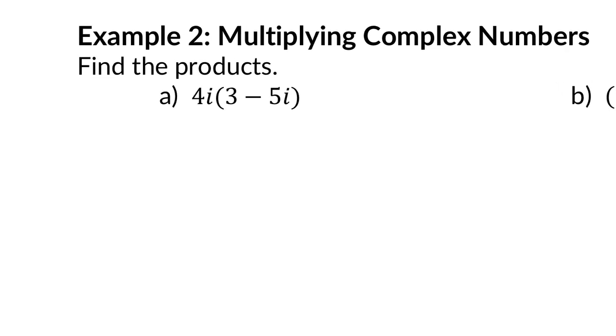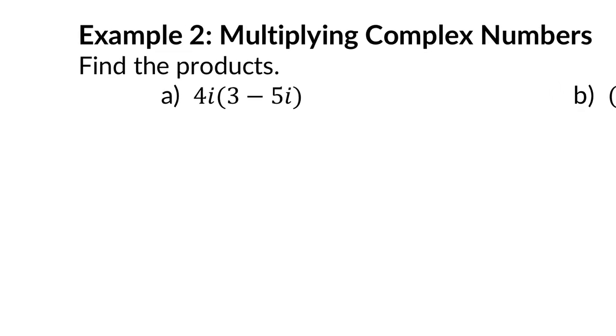Let's say we just have a single distribution, 4i multiplied by 3 minus 5i. It is a classic distribution problem, so we will multiply. 4i times 3 is 12i. So you multiply just like normal. And then 4i multiplied by -5i is -20i squared, right? Same way x times x is x squared, i times i is i squared.